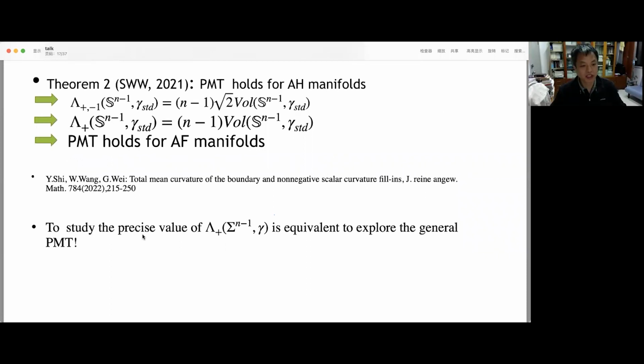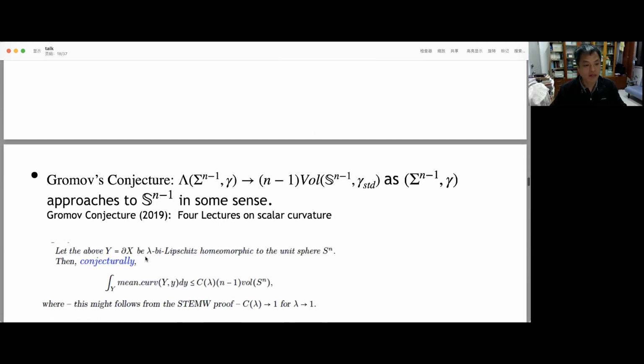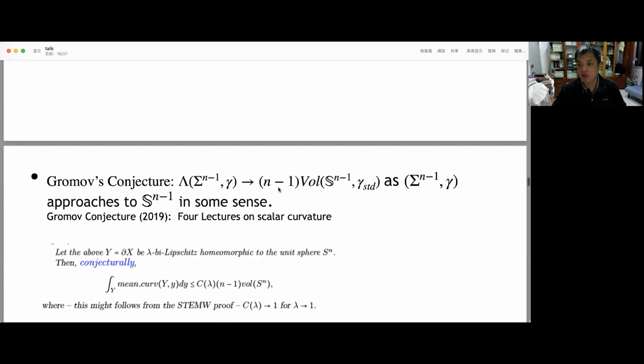So to study the precise value of lambda plus of the Riemannian manifold is equivalent to exploring the general positive mass theory. This is my point. Okay. Now, Professor Gromov does have a conjecture on the explicit value of this quantity. That is, if this Riemannian manifold approaches the standard sphere in a certain sense, then the value approaches these ones.